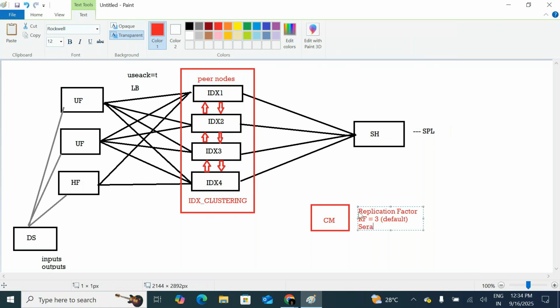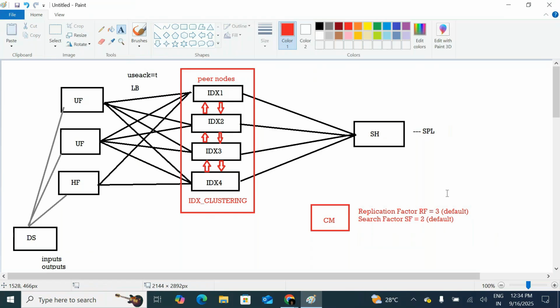The other is the search factor, SF, which equals 2 by default. Understand, sir? Replication factor and search factor. What does this mean? I am initiating the CM to tell the replication factor and search factor. Replication factor is 3, search factor is 2. Based on these 2 factors only, the indexer peer nodes will maintain the copies. Before knowing this, I would like to explain one more concept.